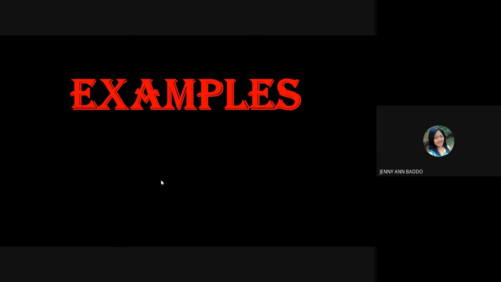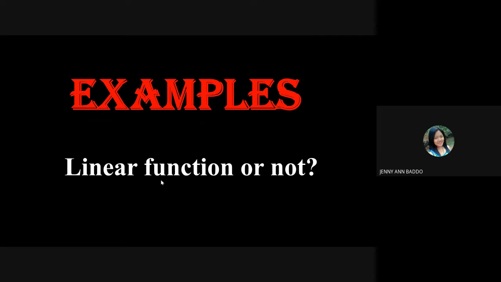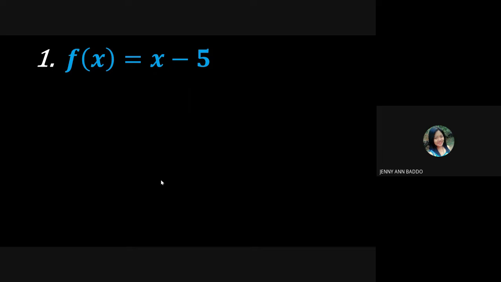Let us have examples. What we're going to do is to determine if the given equations are linear functions or not. Here's the first example: f of x equals x minus 5. Observe that the given equation should be in the form f of x equals mx plus b. Since it's in that form, what you're going to do next is to determine the exponent of x. For this example, it's 1. Therefore, this is a linear function.